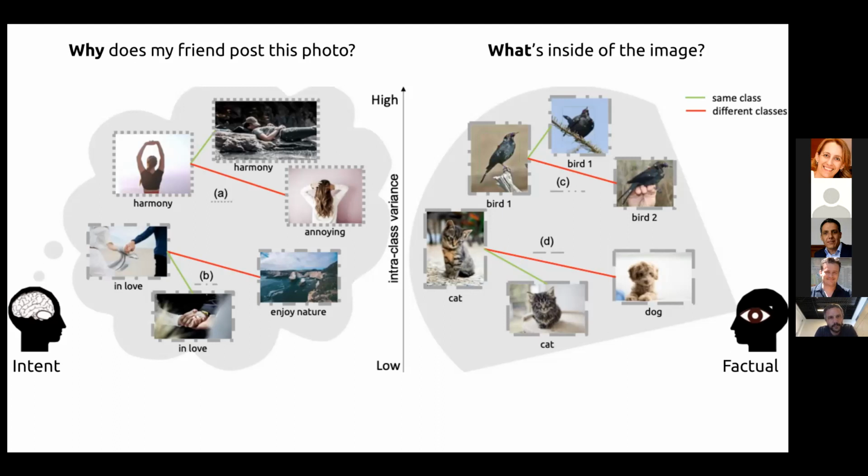If you look from a pixel perspective at some images that you might see on Instagram, the image showing harmony and the image showing annoying are kind of similar from a pixel or feature perspective. But they actually represent different intents. Whereas this other picture of harmony is rather different, and yet we would say that those two represent the same kind of motive or intent. Similarly, these images representing in love are a little bit more similar from a pixel perspective. Enjoying nature would be something we'd consider a negative.